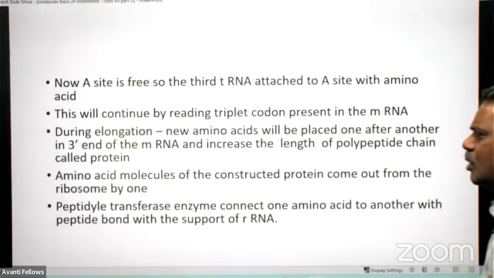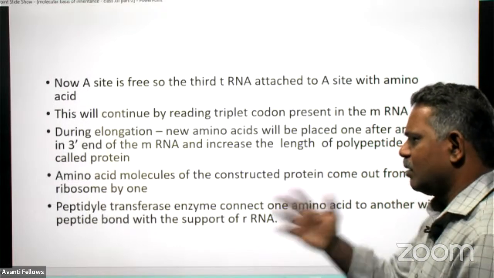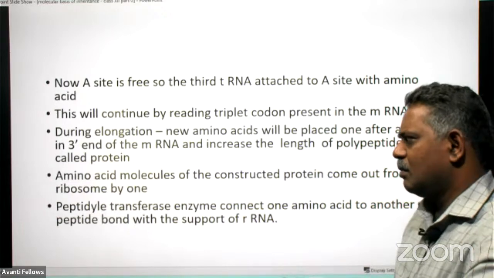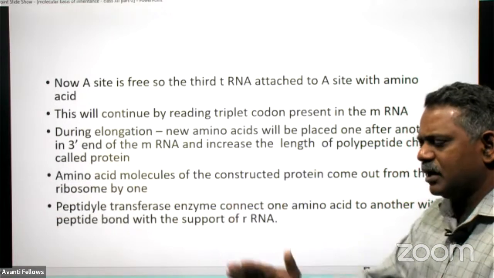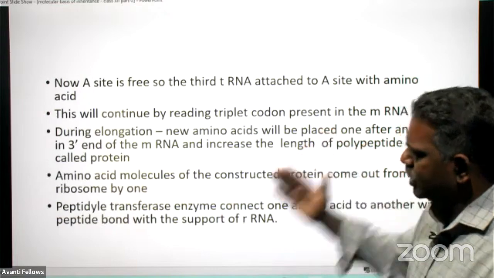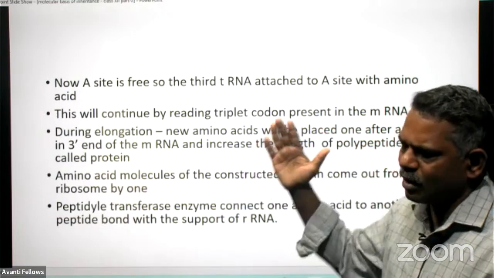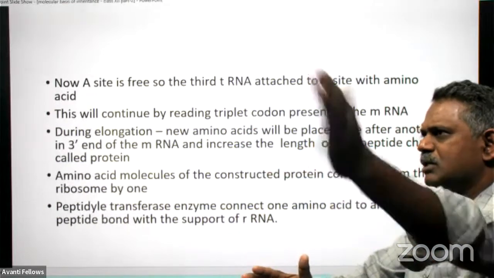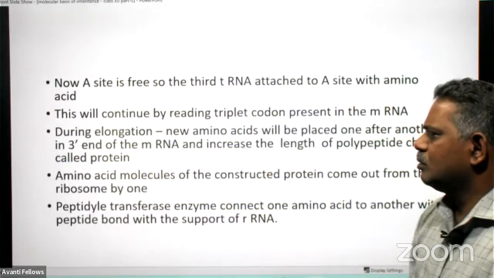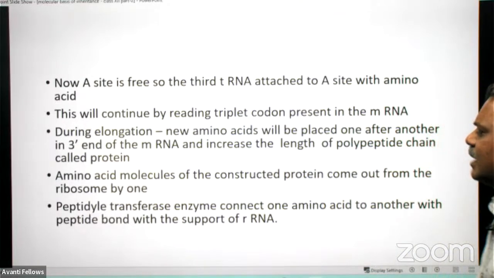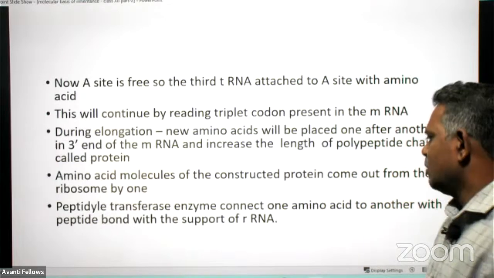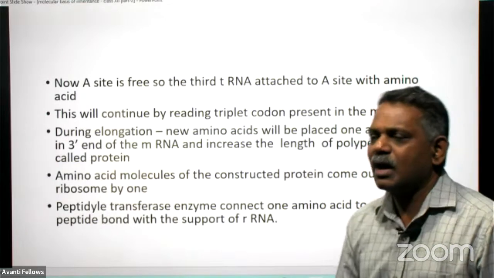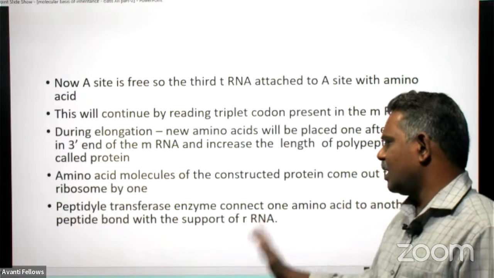Amino acid molecules of the constructed protein come out from the ribosome one by one. Whenever a new one is added, another one will come out. Whenever new amino acids are added to that protein, the amino acids also come out from the ribosome one after another, and the peptidyl transferase enzyme connects one amino acid to another with a peptide bond with the support of the rRNA. I told you about the role of the rRNA.